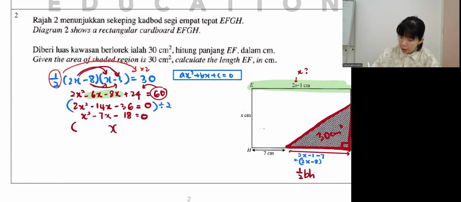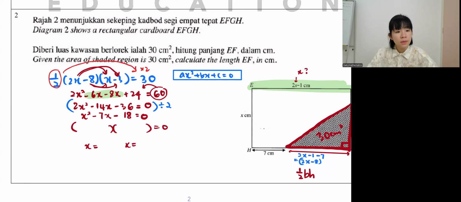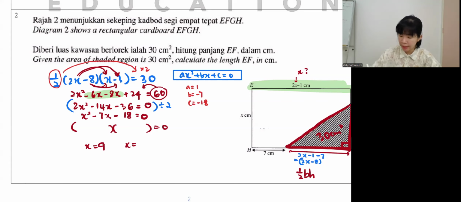Now we can open 2 brackets equals 0. So guys, what is your x1 and x2? Key in the calculator, the ABC. A is 1, B is negative 7, C is negative 18. Make sure you key in the minus as well. So x equals 9, correct. The other one is negative 2.